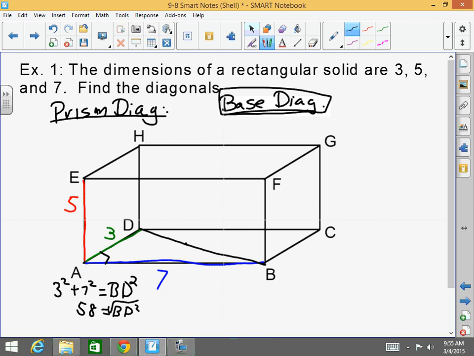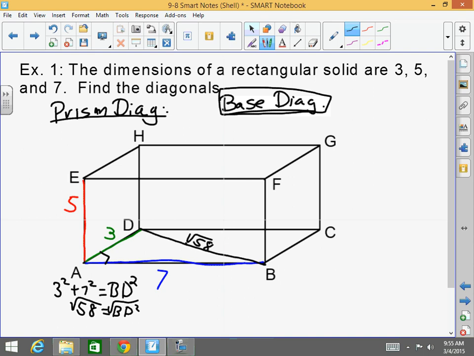My bad. Square root both sides. So this would be the square root of 58. Again, I'm sorry, class, and I'm sorry for everyone out there on the internet. I apologize. No excuse. Thank you, son.